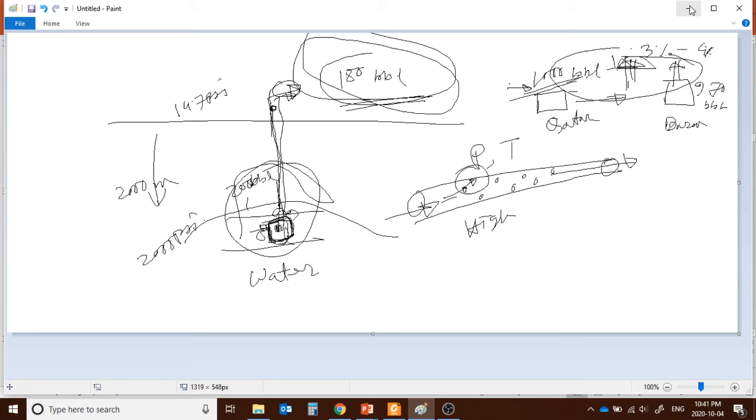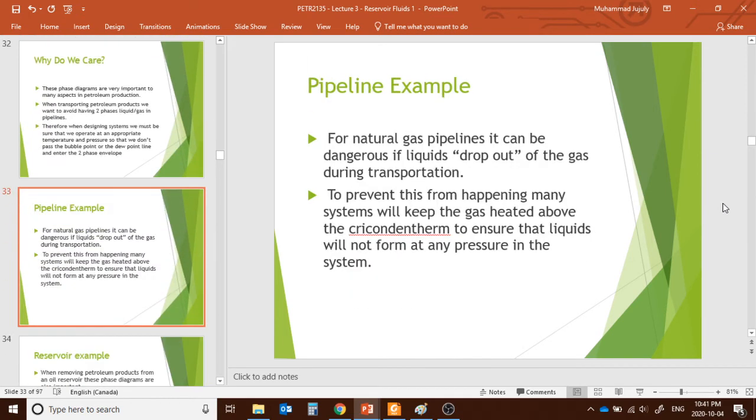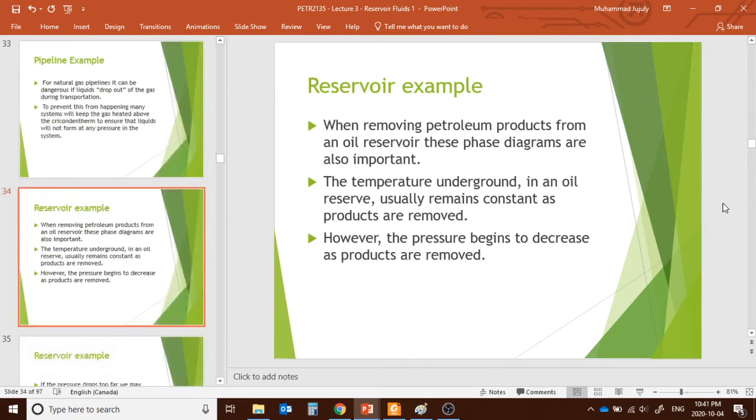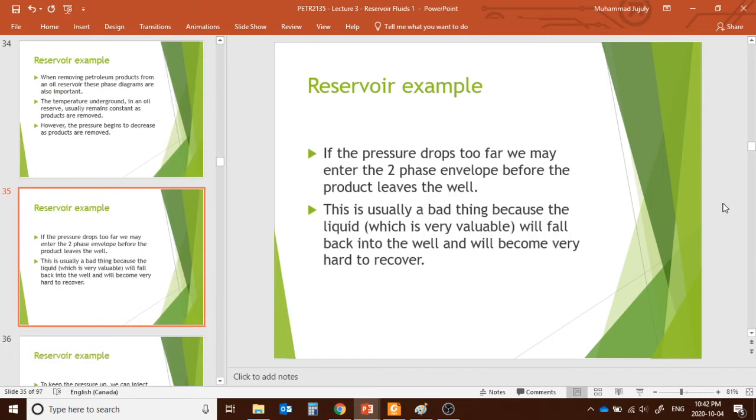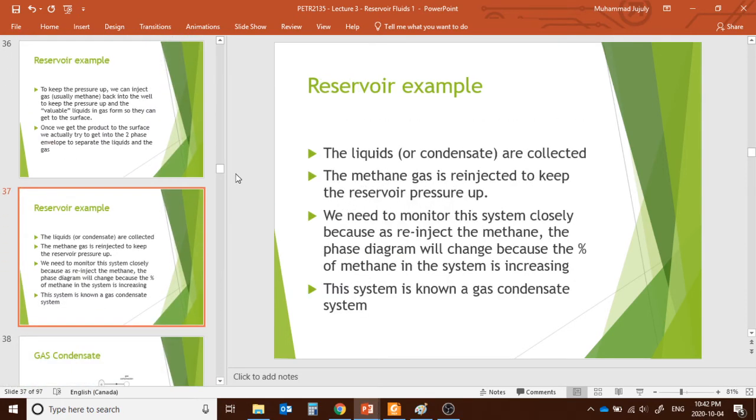So these are the reasons we need to know about this phase diagram, and it is very, very important for our production, profitability, and safety also. This is the main application. Please go through these slides. You will know how it works inside the reservoir, why this is a bad thing, how we lost the value, and also that there's a problem with transportation.